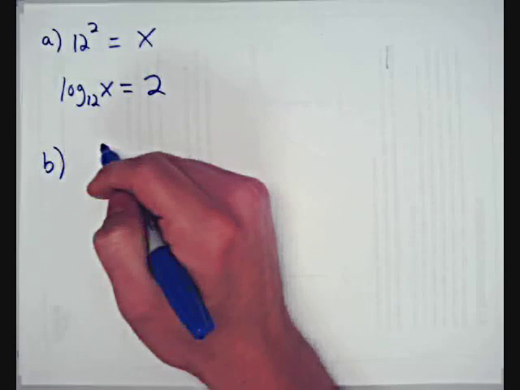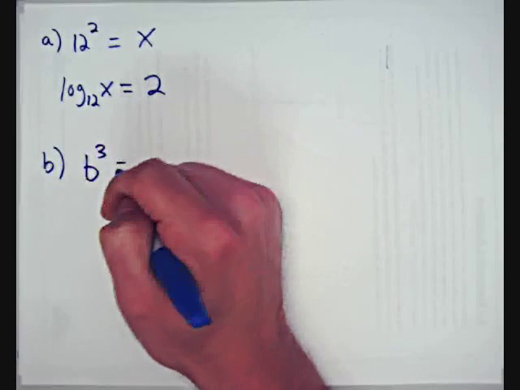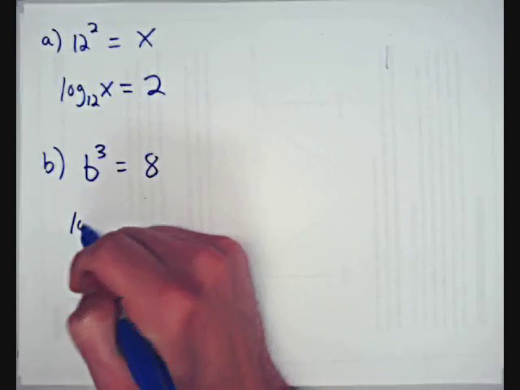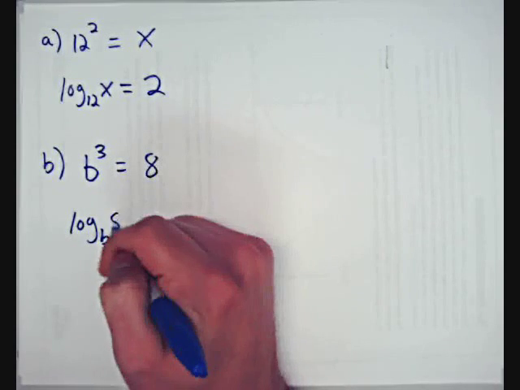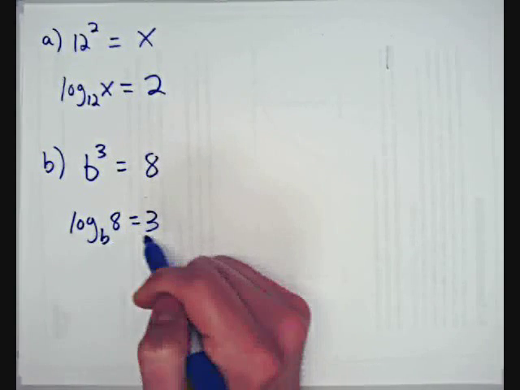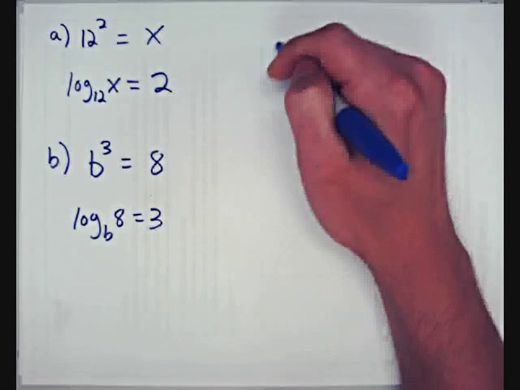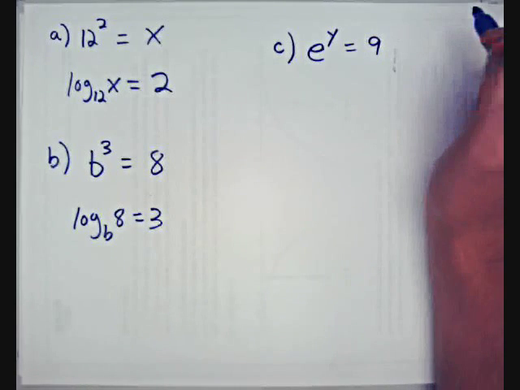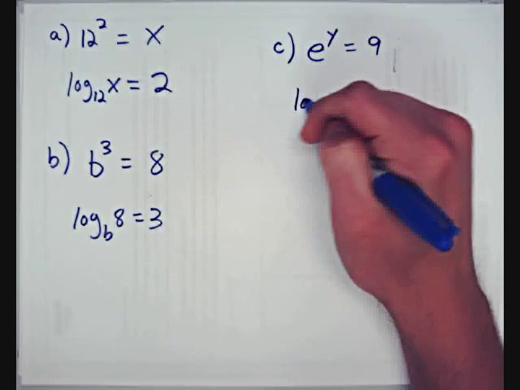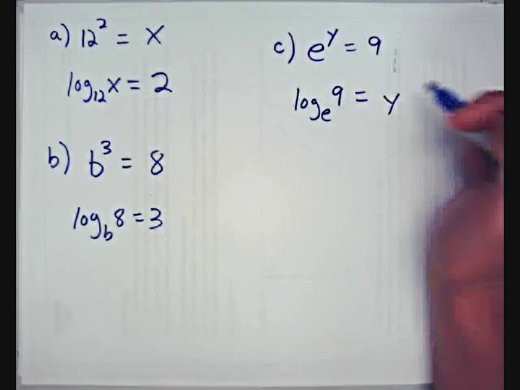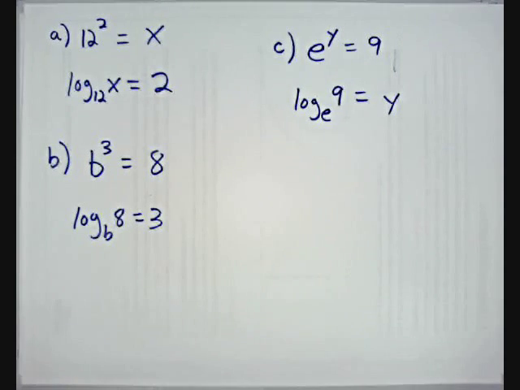B, b cubed equals 8. The base of the exponential b becomes the base of the log. 8 switches sides, and 3 switches sides. So the log of 8 base b equals 3. And part C, e to the y power equals 9. So this would be the log with base e of 9 equals y. And just like example 1, some of these are more valuable as exponentials and some as logs.